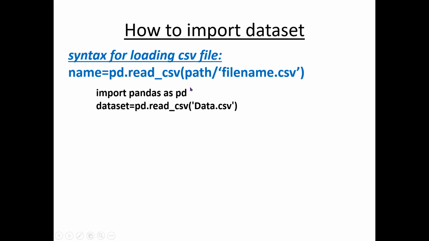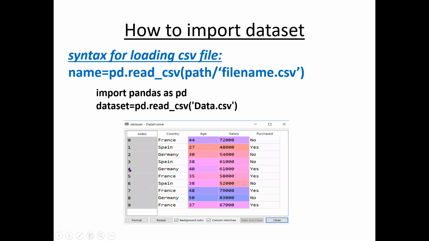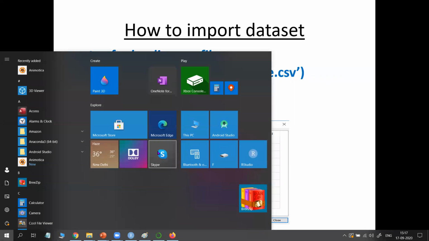This is the whole code, two lines of code. Import pandas as pd, and any variable or object name equals pd.read_csv, which is a function used to load a CSV file, and data.csv is the dataset name. For example, I showed you an example dataset with 10 rows, and that is loaded, and you will see the dataset this way in Spyder. I will show you.